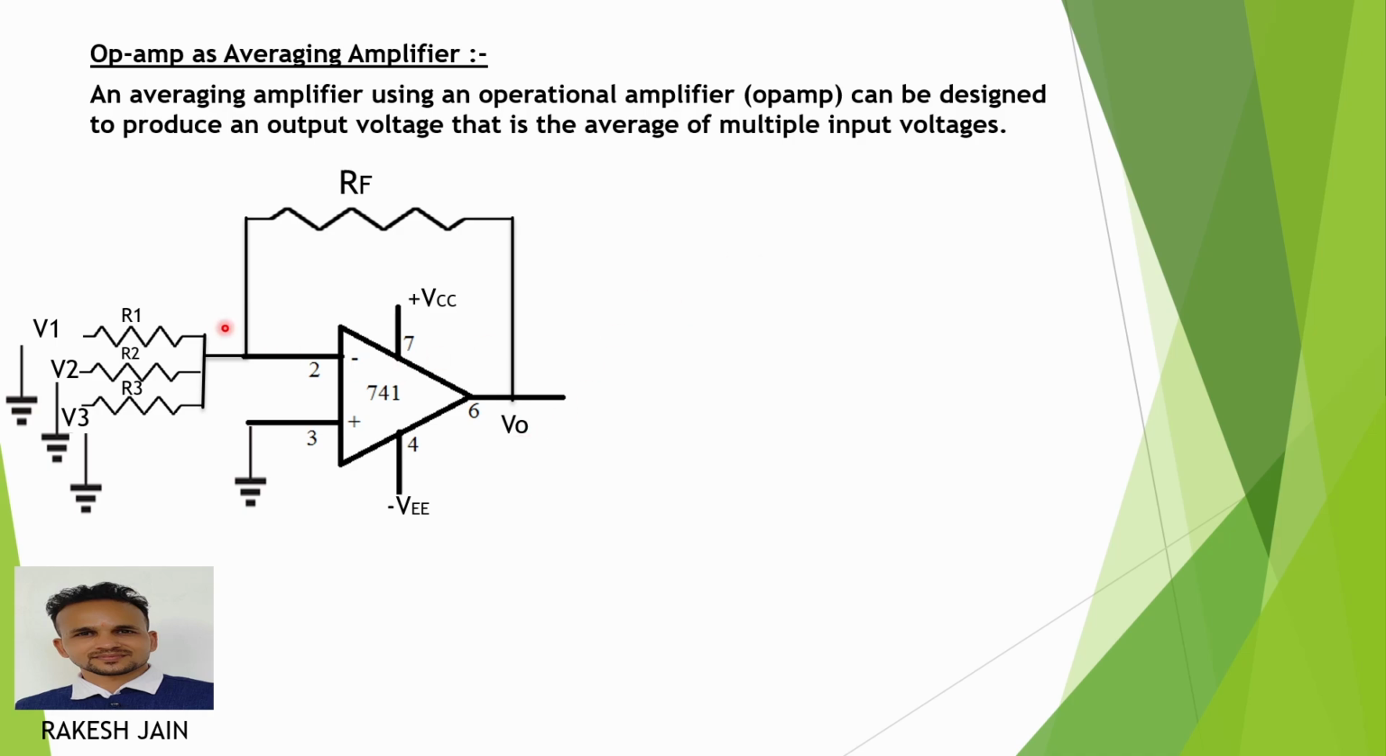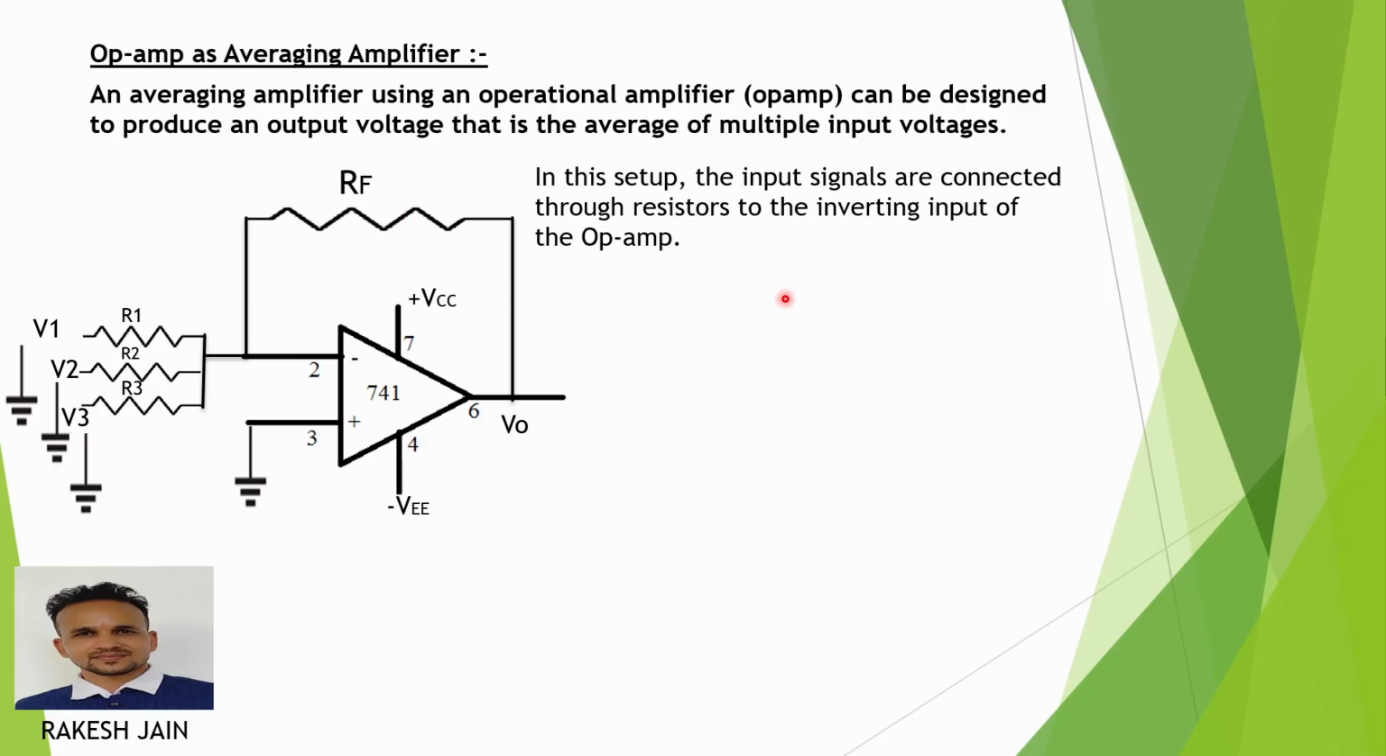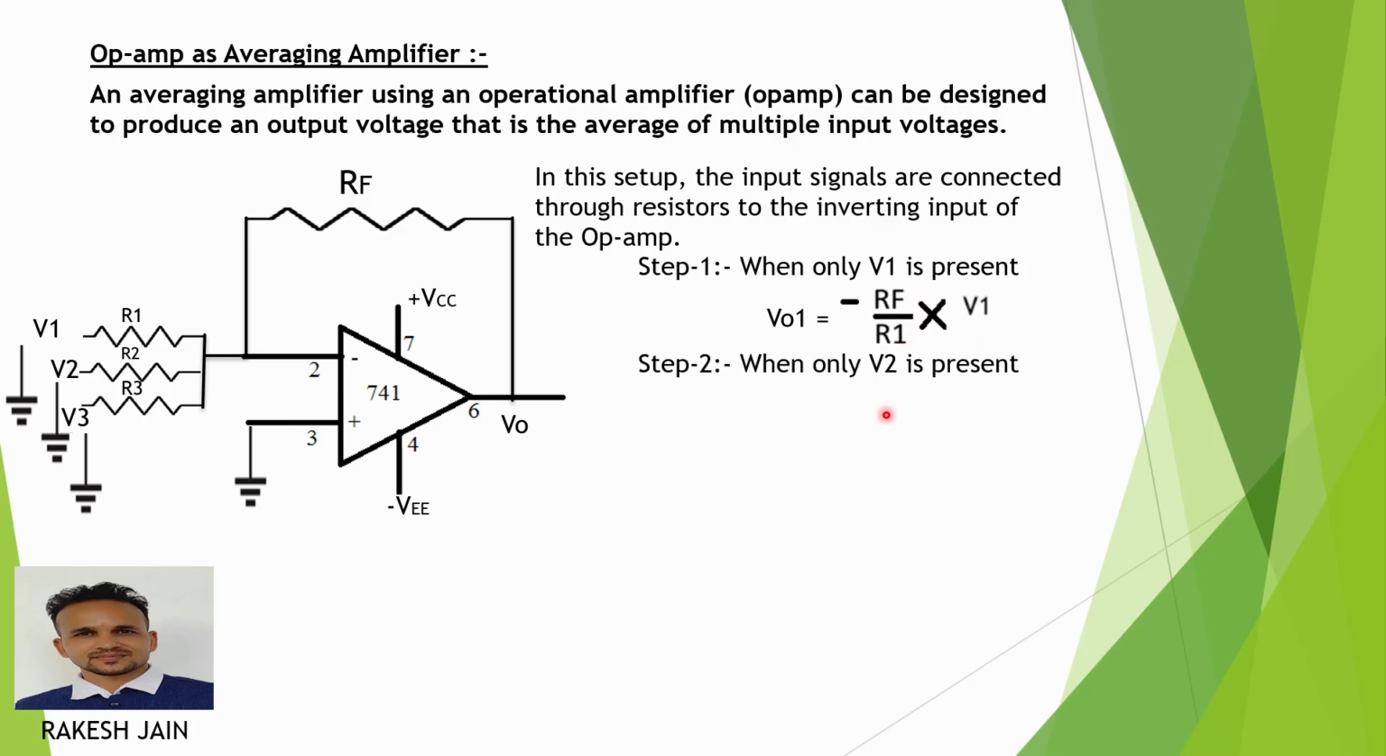Here we do not put R1 equal to R2 equal to R3 is equal to Rf. Instead of that, in this setup, the input signals are connected through resistors to the inverting input of the operational amplifier. The same step: when only V1 is present, the output is equal to minus Rf by R1 multiplied by V1. Step number two, when only V2 is present, then the second output is equal to minus Rf by R2 multiplied by V2.